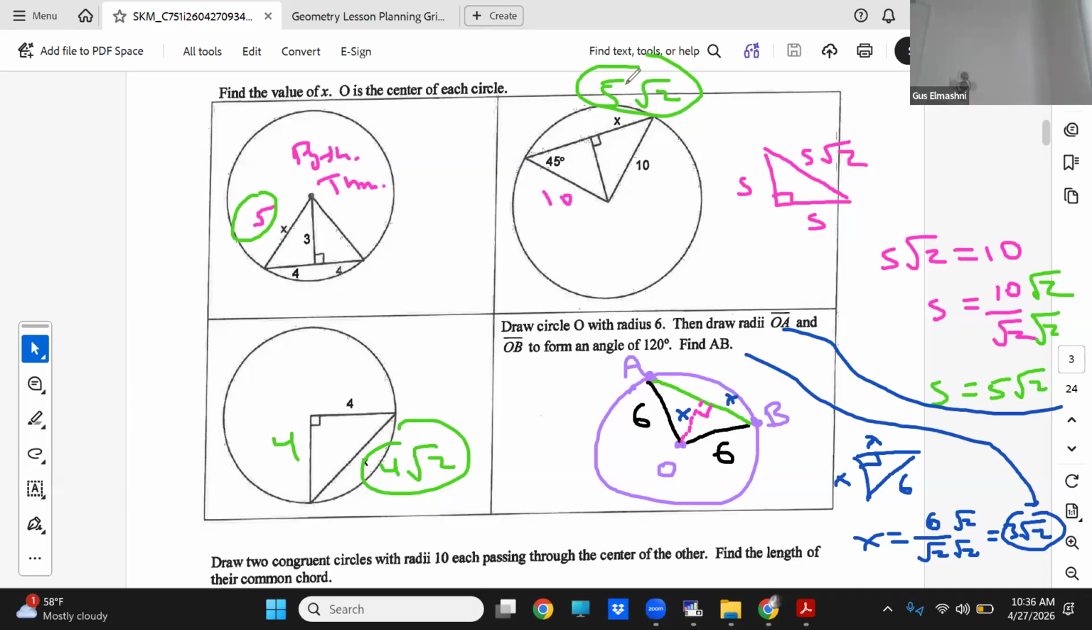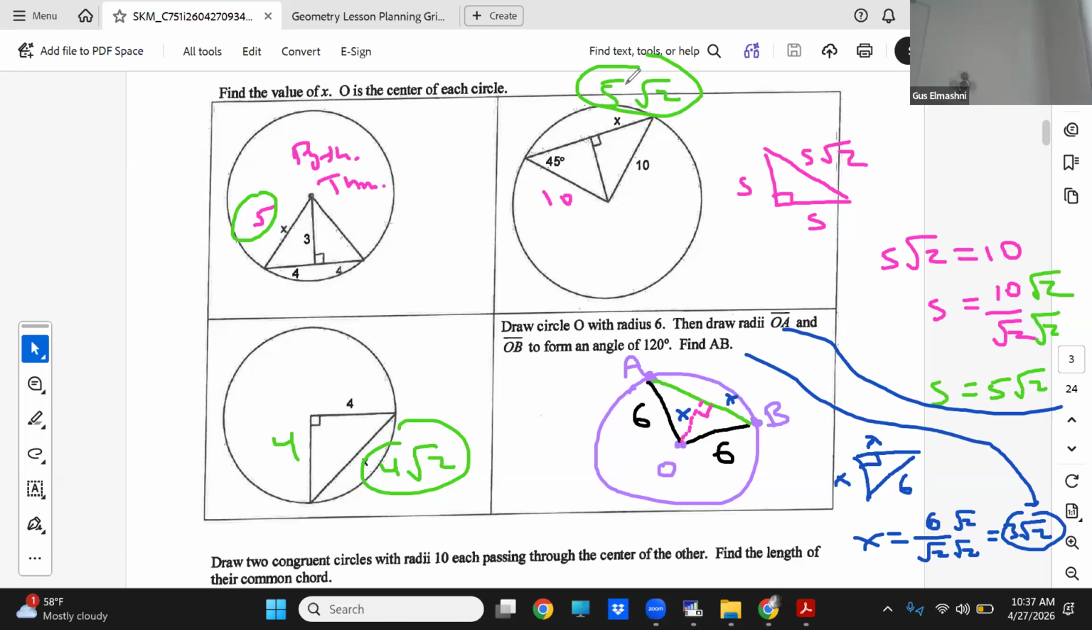Okay, hopefully the top left was fine, that's 5. You use 45, 45, 90 ratios. You kind of see it up in the top right corner. So 10 is the hypotenuse, x would be 5√2. Or you could do the Pythagorean theorem, x squared plus x squared equals 10 squared, and solve it. For the lower left corner, you have 4 and 4, plus 4√2. Again, you can do the Pythagorean theorem if you want to. And for the lower right corner, radius 6, OA and OB obviously your radii.